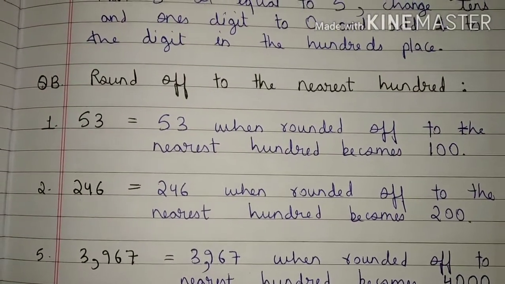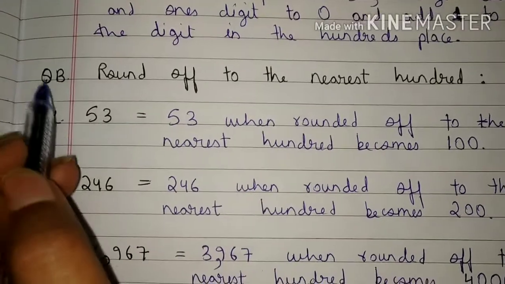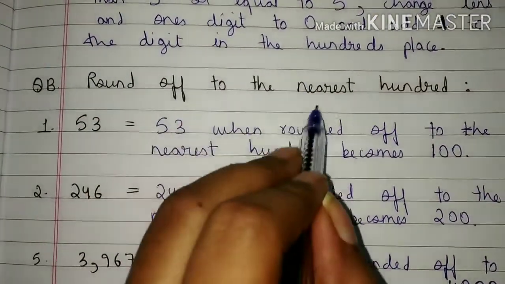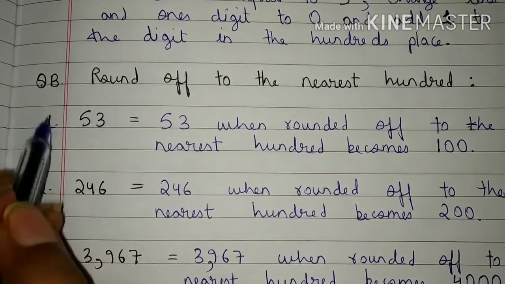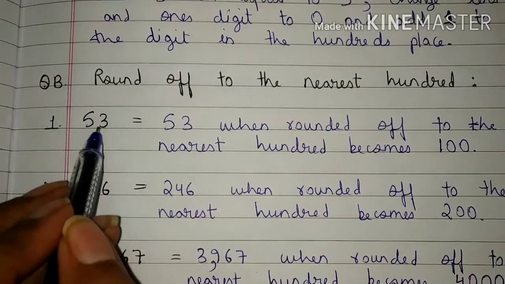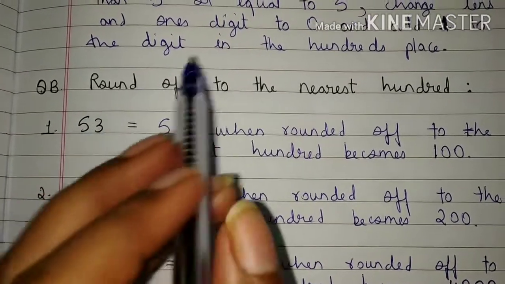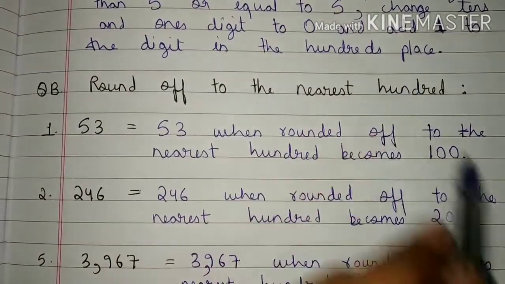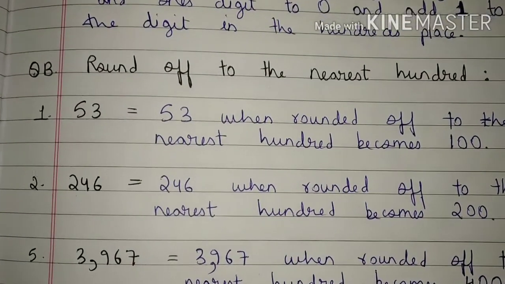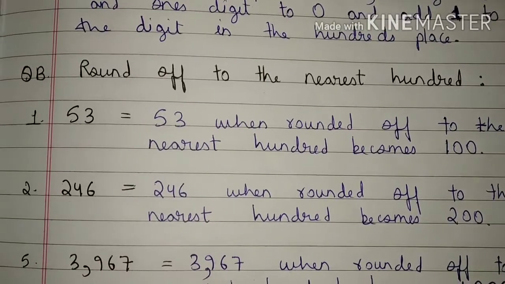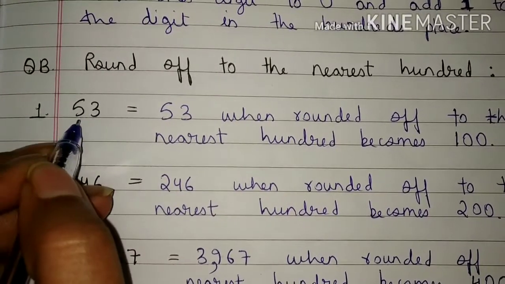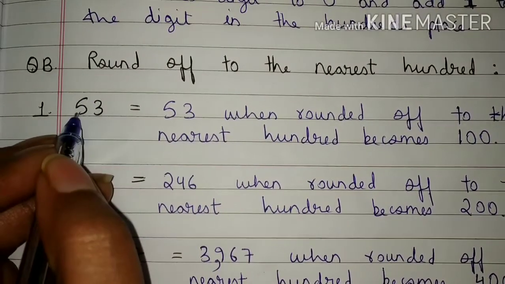Students, today you will solve question B of exercise 1E, round off to the nearest 100. First question, number is 53. Students, you have to round off this number to the nearest 100. I have told you that when you have to round off a number to the nearest 100, you will check the digit in the tens place. Here in the tens place, digit is 5.